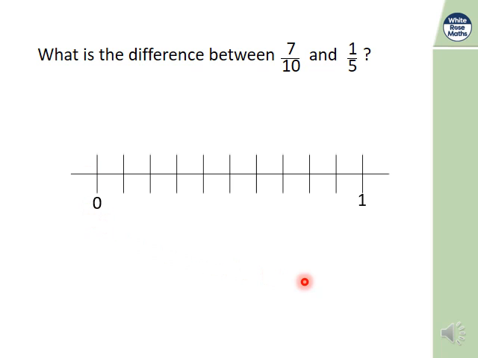So we have 0 here, and we have 1, and it has been split into 1, 2, 3, 4, 5, 6, 7, 8, 9, 10 parts. So each of these lines, these markers, is worth 1/10. So we can start by converting 1/5 to 2/10 by timesing by 2. So now we have two fractions with the same denominator to find the difference between. And we can put 7/10 on our number line and then 2/10 on a number line.